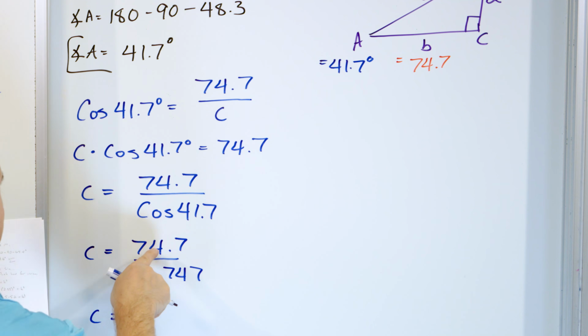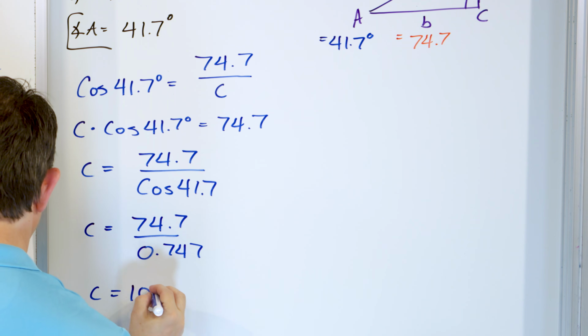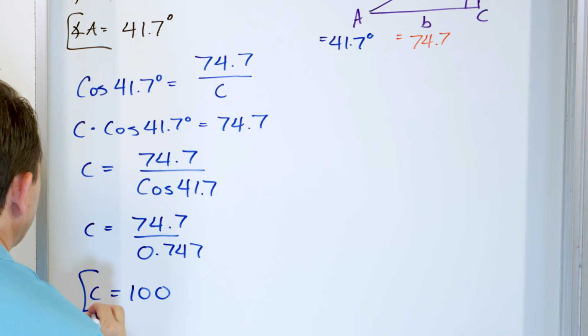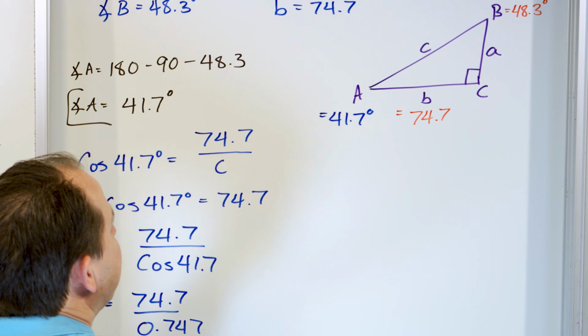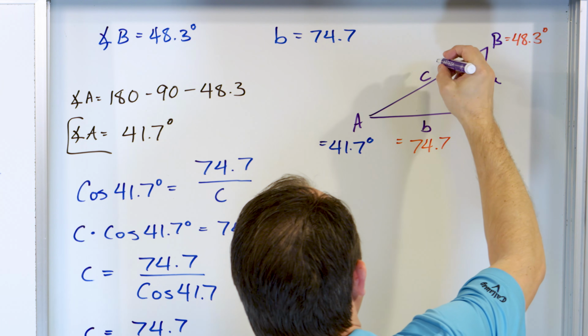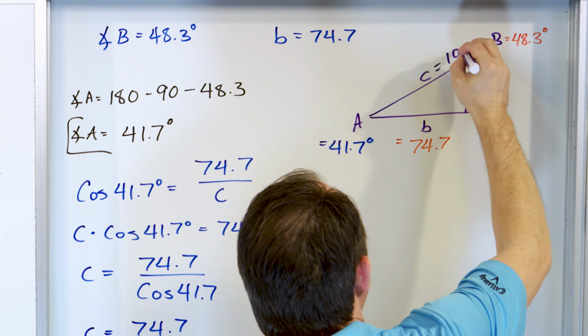And so when I divide this divided by this, I'm going to get exactly 100 for the length. And so that's 100 meters or whatever it is. Okay? So now let's see how we can find the length of the other side. Now we have the hypotenuse, which is 100, so I can put 100 here.